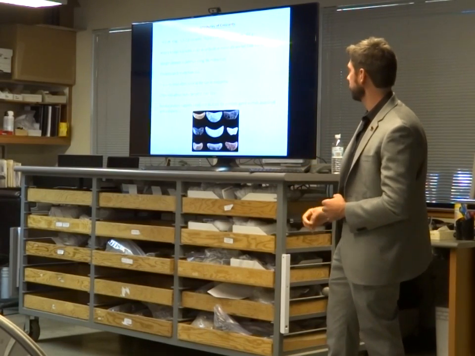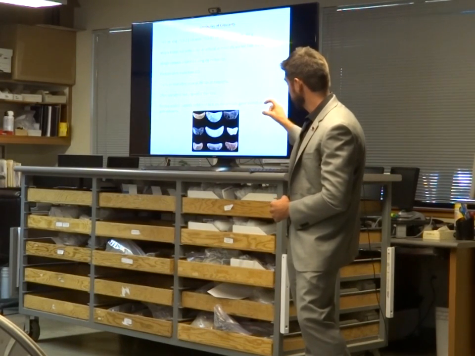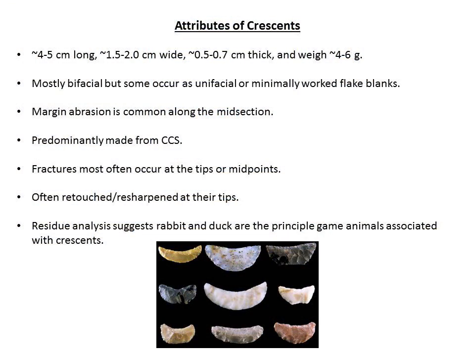So generally 4 to 5 centimeters long. Length is I measure from tip to tip. Width is perpendicular to that at the midsection, and they're mostly bifacial, sometimes occur as unifacial or minimally worked flake blanks. Some researchers have called these crescentics or crescent scrapers and distinguish them from true crescents. Margin abrasion is common on the midsection. You get 60 to 80% exhibit some sort of margin abrasion, which is commonly also found on the bases of projectile points, presumably to grind that margin to prevent the sinew or the bindings from cutting it.